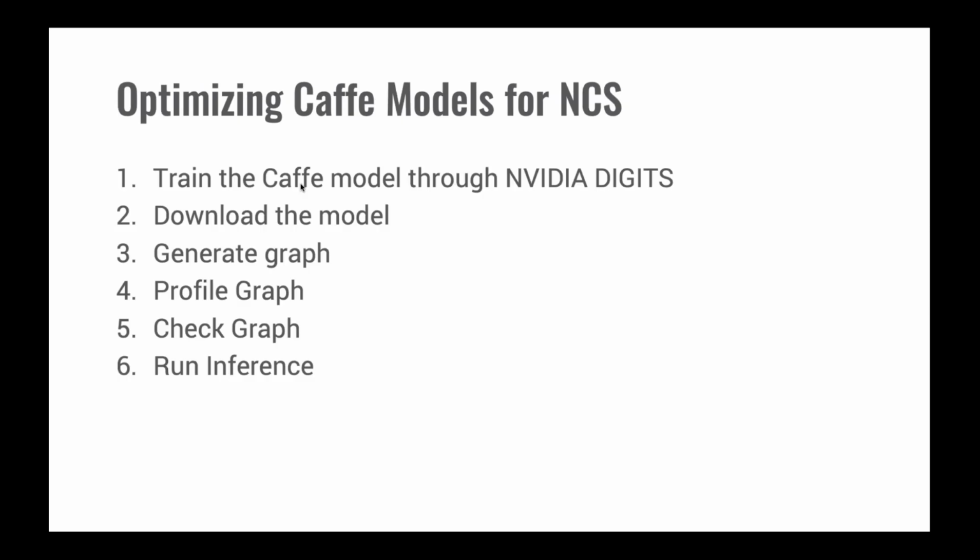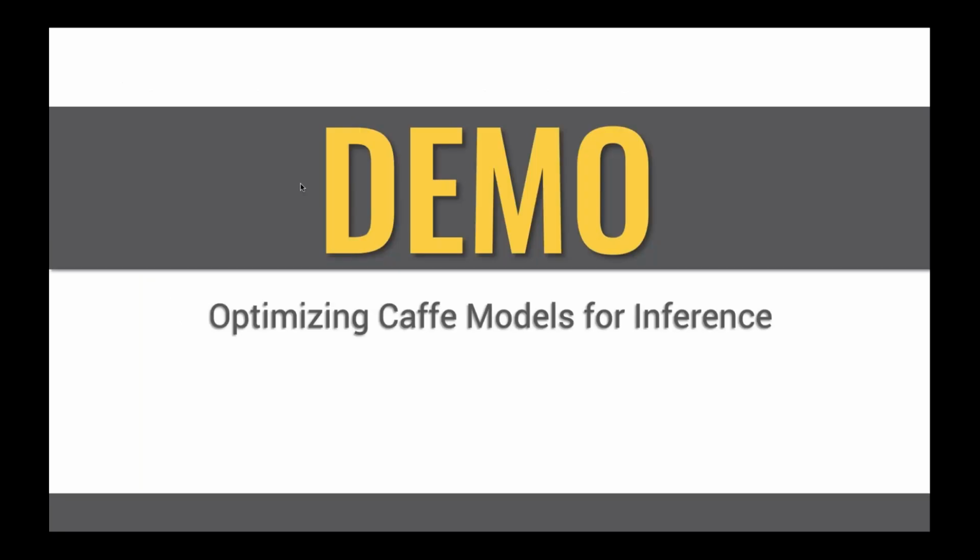So you can optimize Caffe models. For example, I'm going to show you a demo of optimizing a convolutional neural network trained using Caffe on a GPU, and then we are going to use that for inferencing with Movidius. The workflow for this demo is training the Caffe model through NVIDIA DIGITS. Then we download the model and generate the graph that targets Intel Movidius. Then we profile, we check the graph, and finally we run the inference. So let's get started. This is going to be an interesting demo.